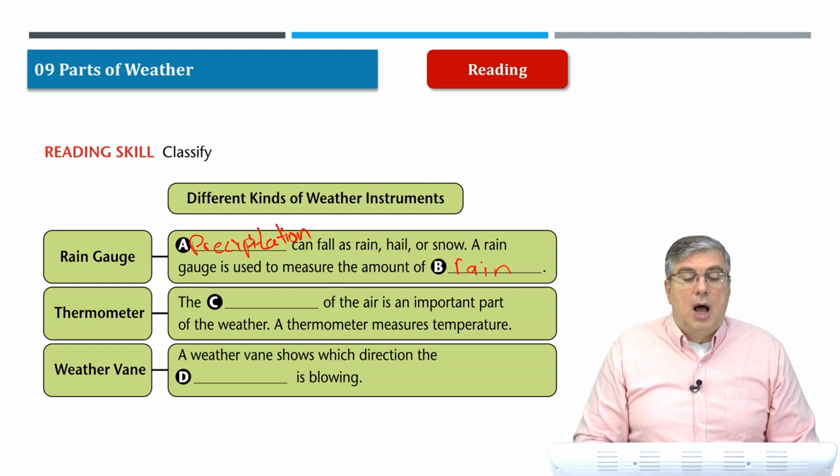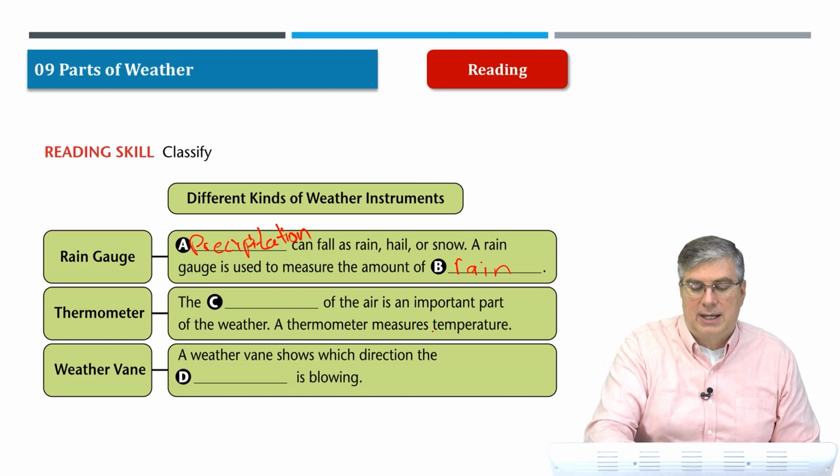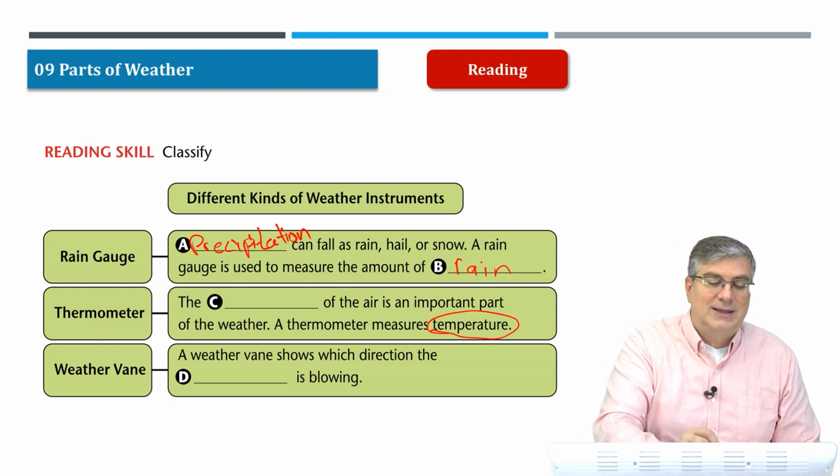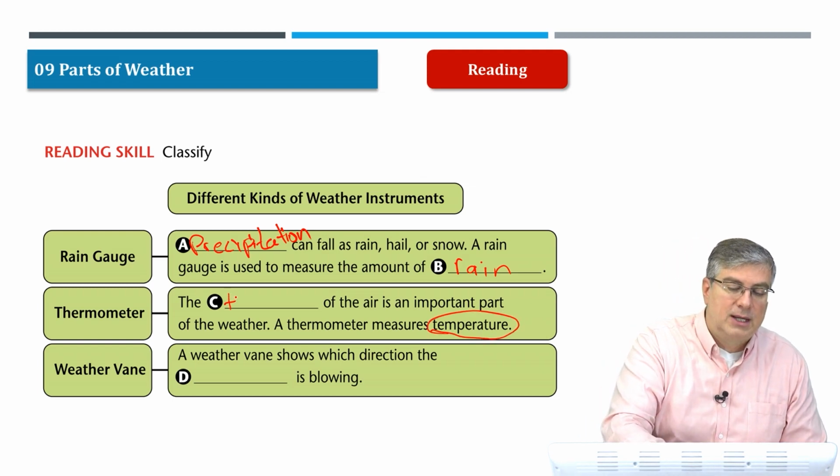Thermometer. The thermometer, what does it do? The blank of the air is an important part of the weather. What do we talk about? The thermometer measures, well, temperature, right here. It's the next sentence, right? So that's actually what we have here.